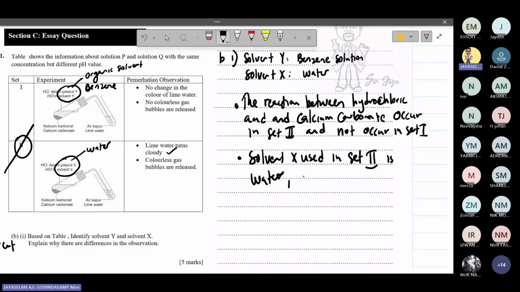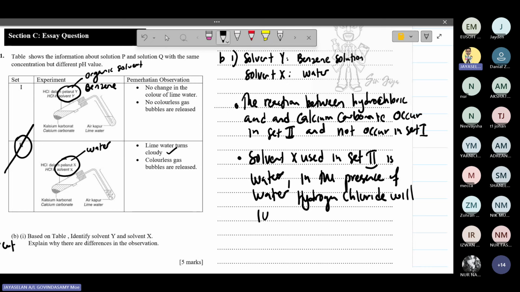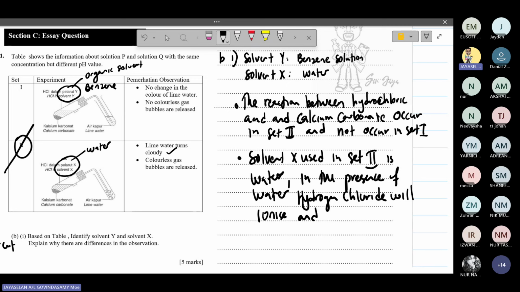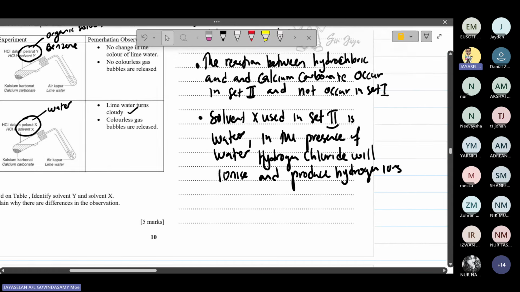Water. Okay, comma. In the presence of water, hydrogen chloride will do what? Will ionize and produce hydrogen ions. Any question? Hydrogen ion.